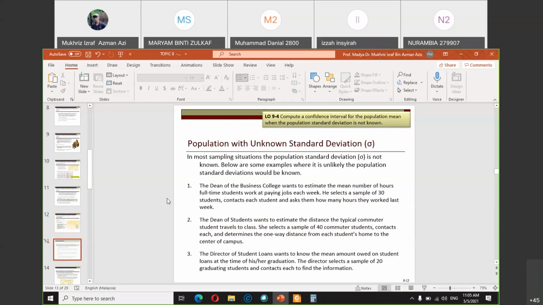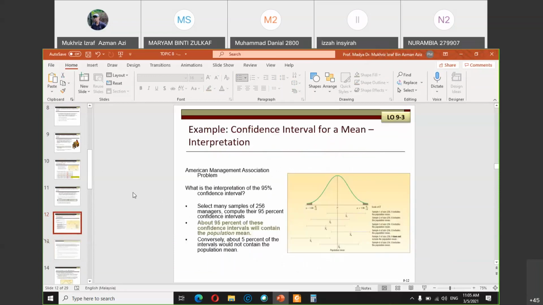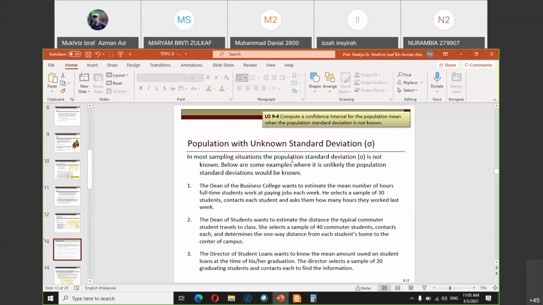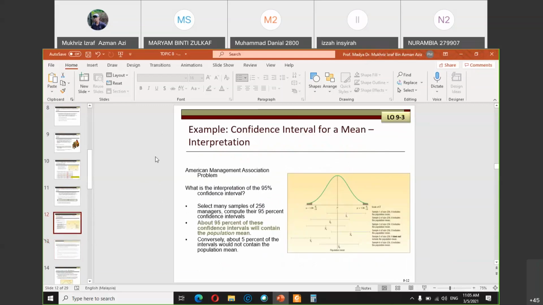Let me stop here first. In the next slide, we are going to use the T distribution. I think we will look at maybe one or two examples from the book.